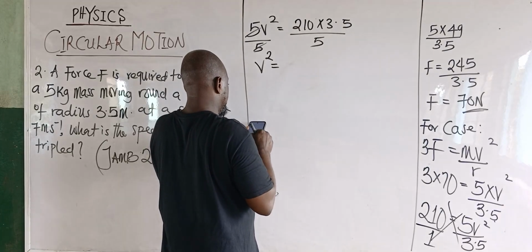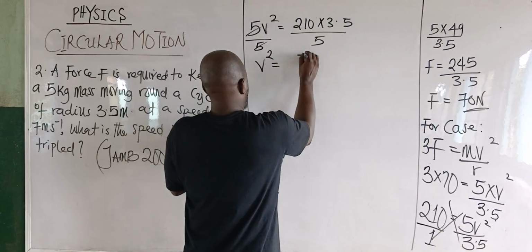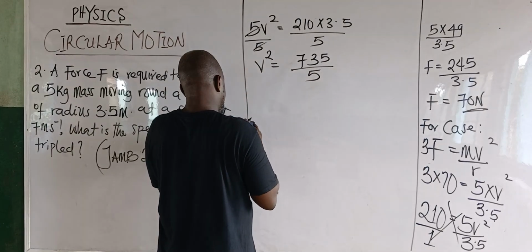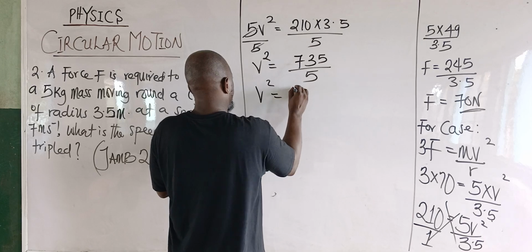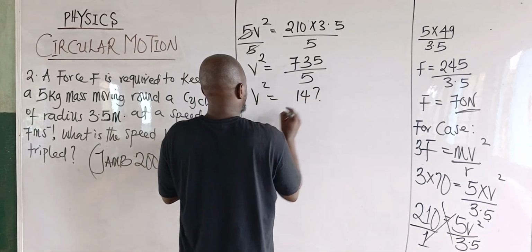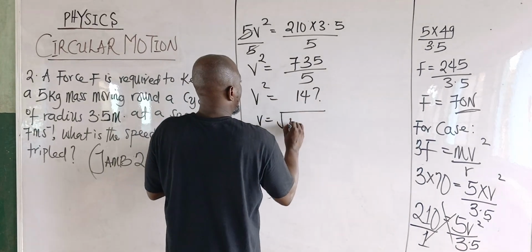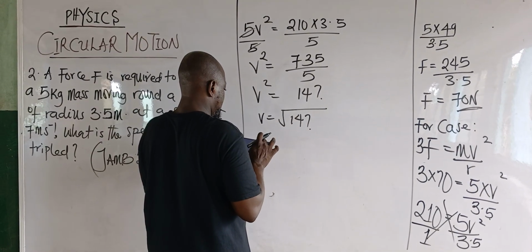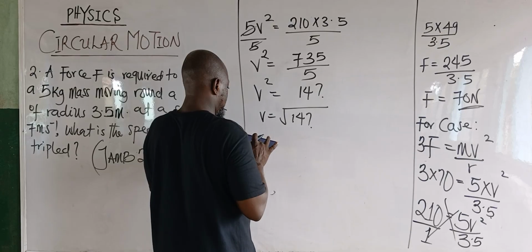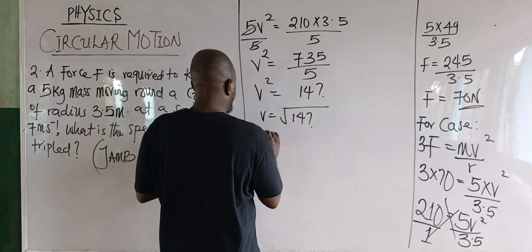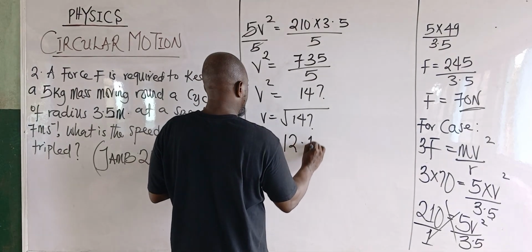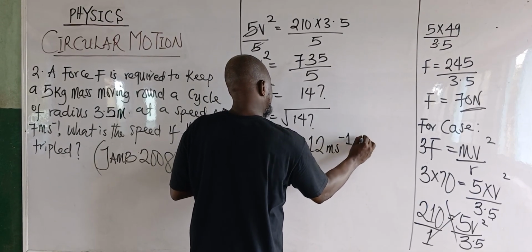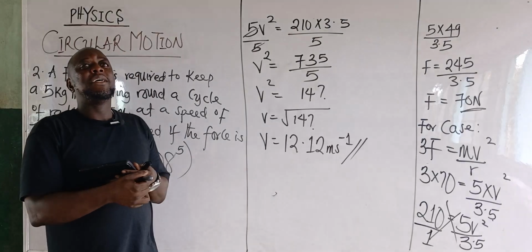210 times 3.5. What do I have there? I have 735. So I'll divide that by 5, which gives me 147. So find the square root of 147. That will give me 12.12 meters per second.